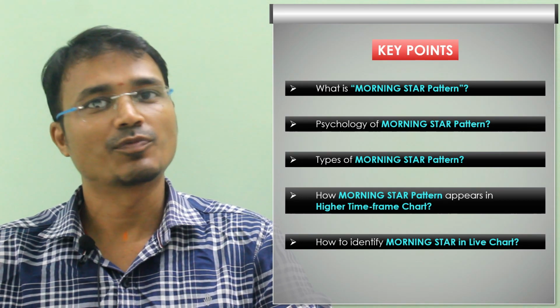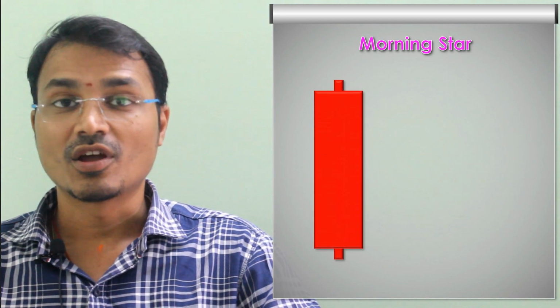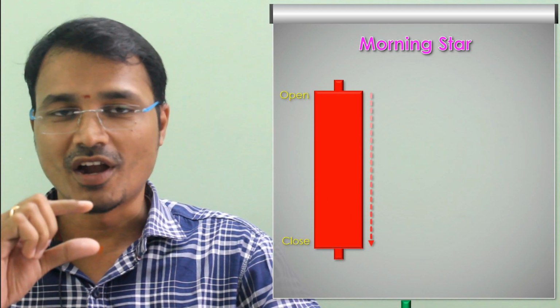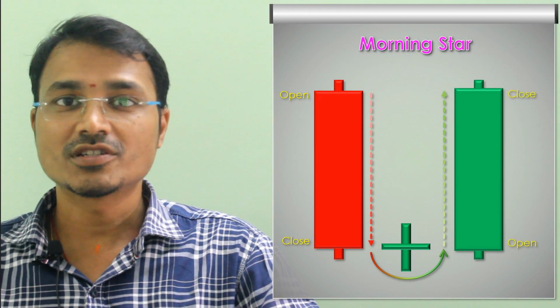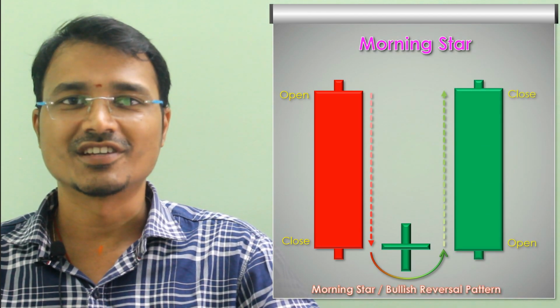Come, let's explore. Morning Star is a 3-candle bullish reversal pattern. It contains one big red candle, one small doji candle, and one big green candle. The combination of the 3 candles is known as Morning Star.